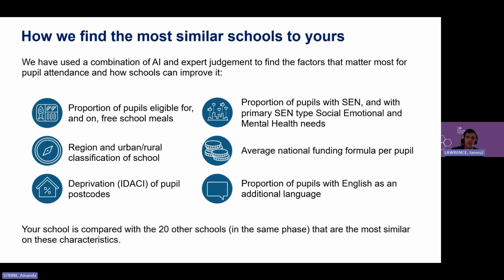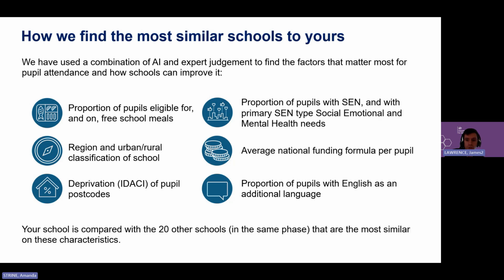As you'd expect, the proportion of free school meals and special educational needs feature here. They're both very important. And we take particular care to match the proportion of pupils with social, emotional, and mental health needs, as that matters a lot for attendance. This means that your similar schools will have similar levels of these characteristics to your own school. We also use a deprivation index, the Income Deprivation Affecting Children Index. We use that as an additional piece of context.